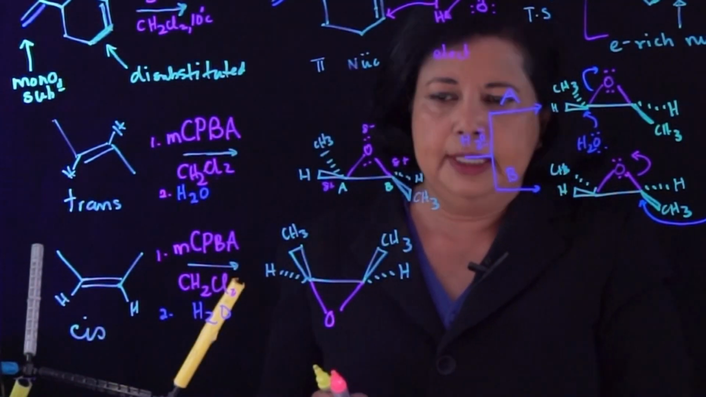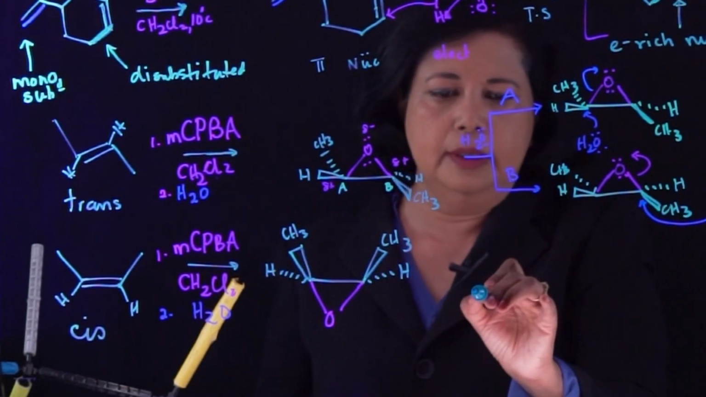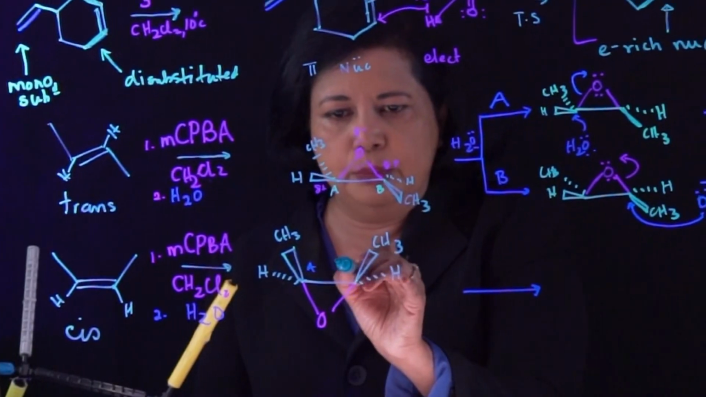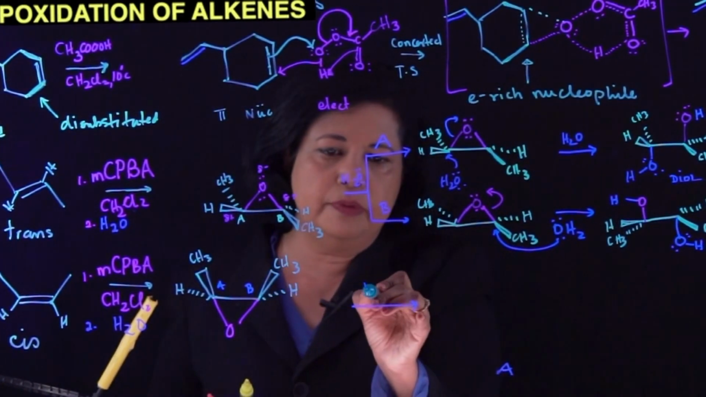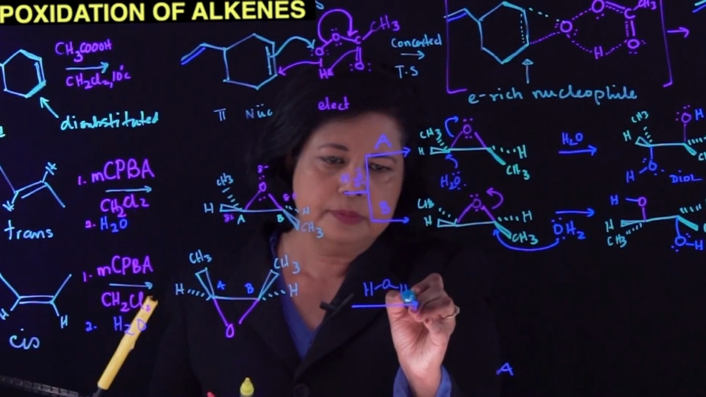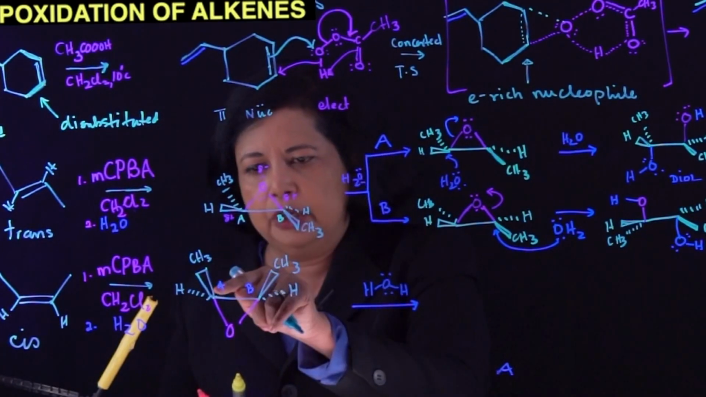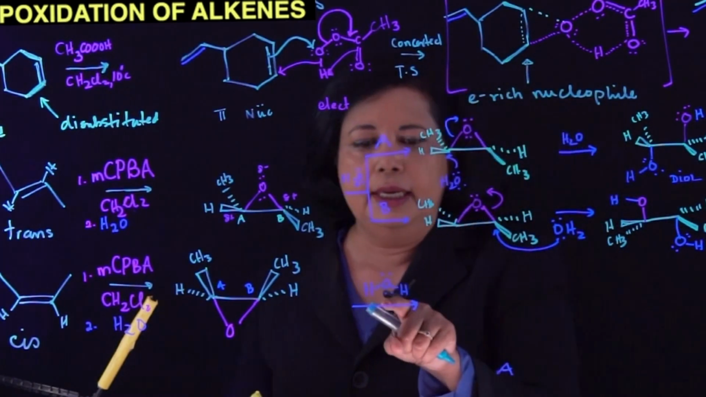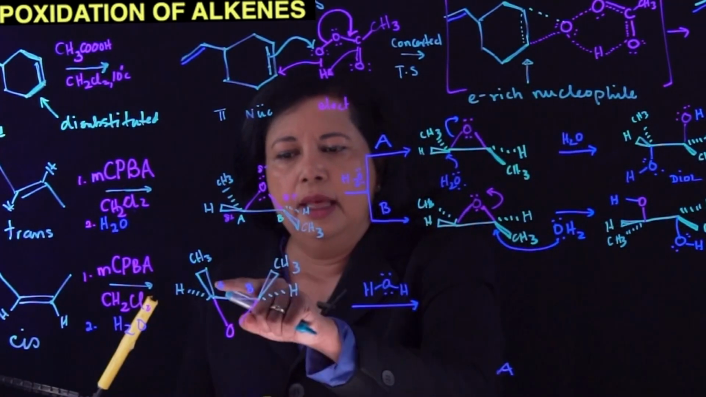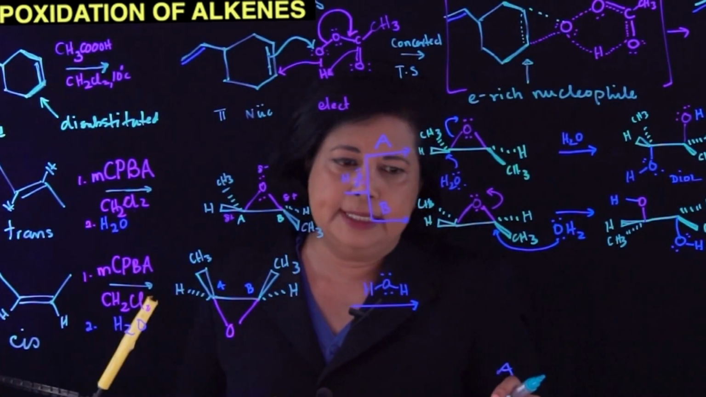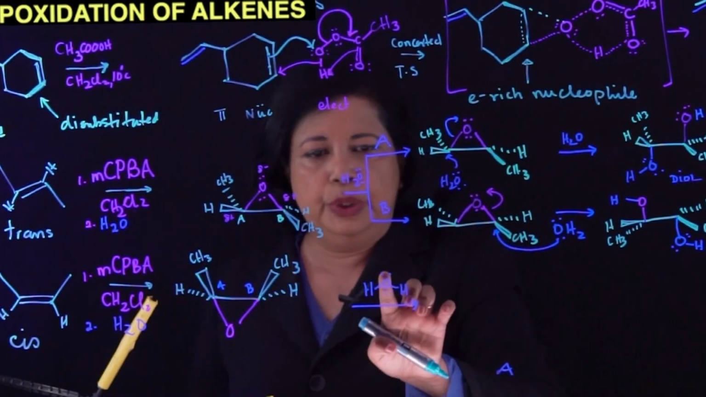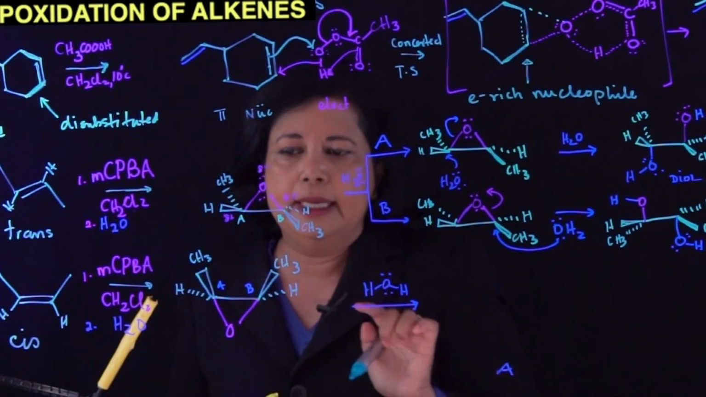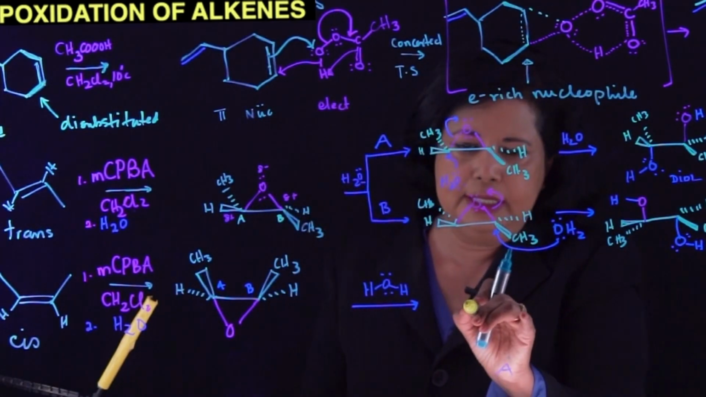We can do the same thing and attack with water on A and B sides. Let's say this is A and this is B. Let's see what happens when we open it up with water. Water can attack here. Water can do deprotonation. Water can do protonation. It's a weak nucleophile and a weak base. So I'm going to show you that if you attack here, you're going to bring this down, open it up, and protonate it. So let's do that.